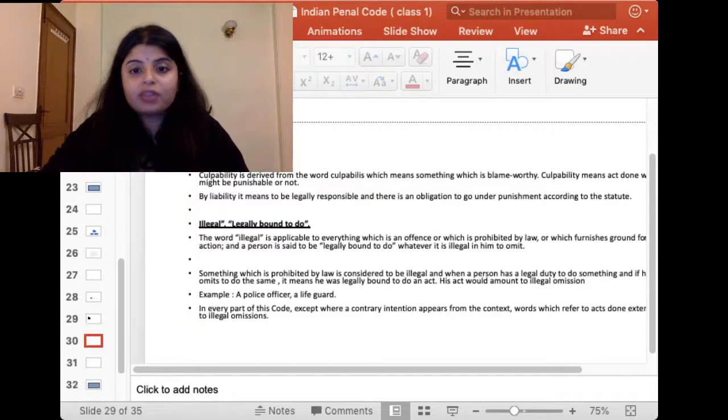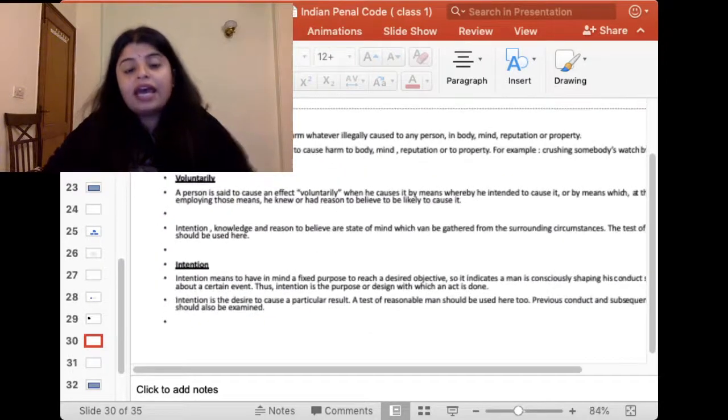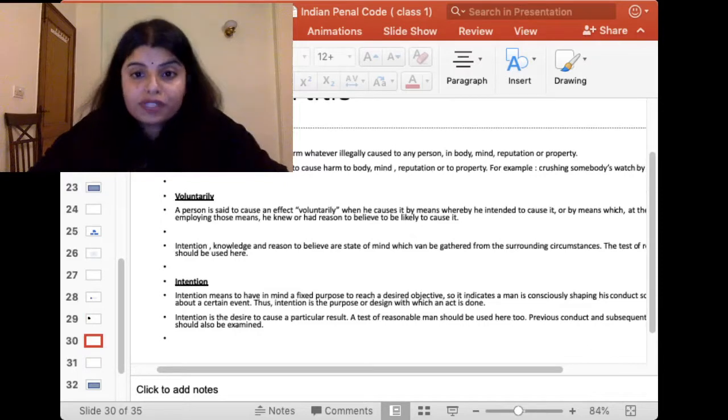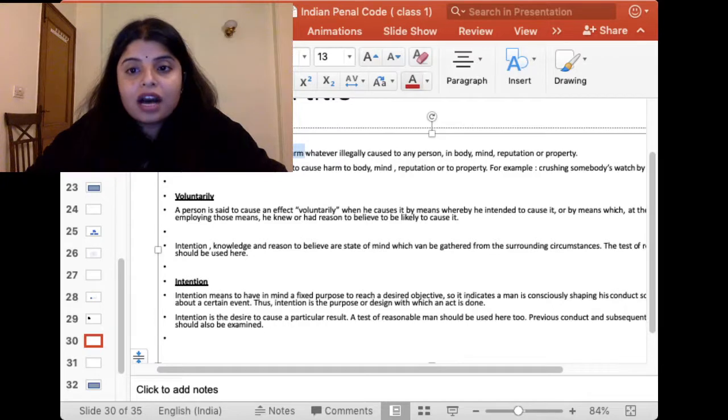The next important definition is injury. Now remember, injury is a very important part, and you will find it in a lot of sections. But when we read this particular section, we have to learn to break it into parts. It denotes any harm. So see, the harm is the first. Whatever illegally. Illegally means something that is prohibited, right? We've seen in the previous definition. Caused to any person.